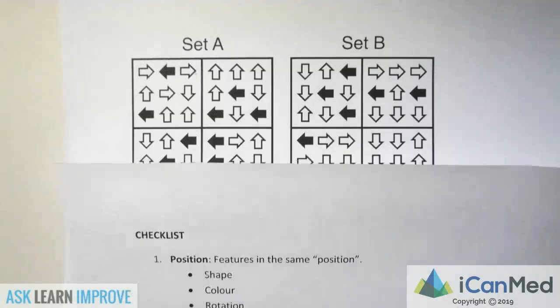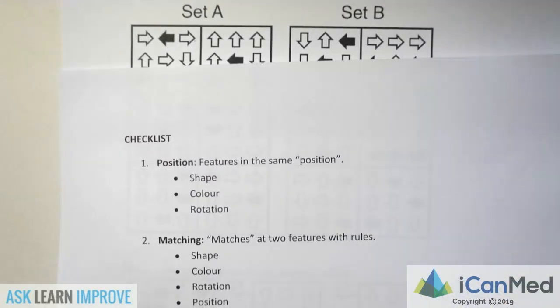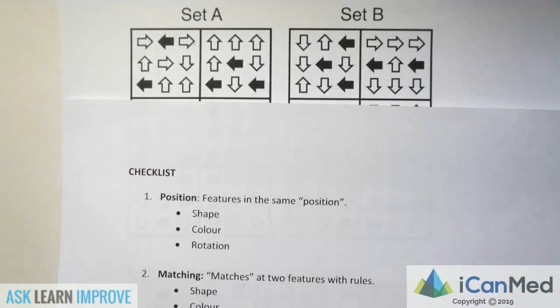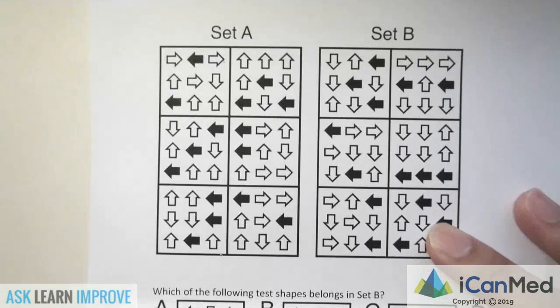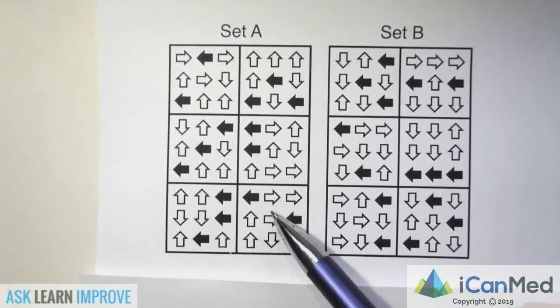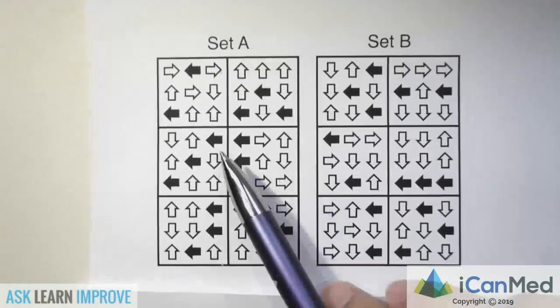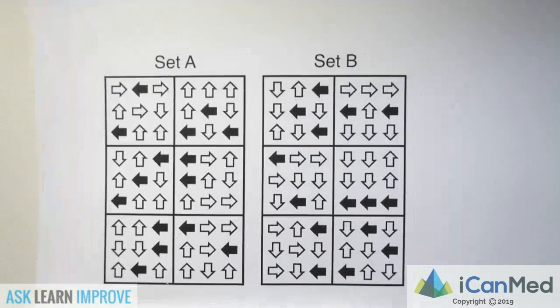Now, a matching pattern. Is that some sort of thing that matches 2 features together with rules? Indeed, there is a matching pattern here. If I take a look at shape first, there's nothing to really match because everything is an arrow, so everything is the same shape. That doesn't help us. But if I look at color, can I match the color with anything? And in fact, I can.